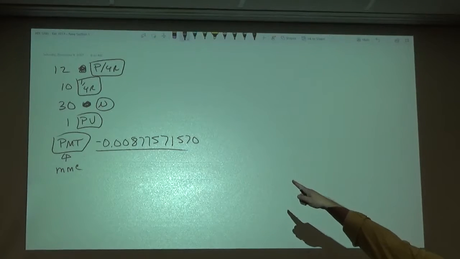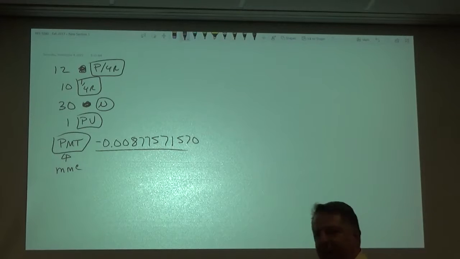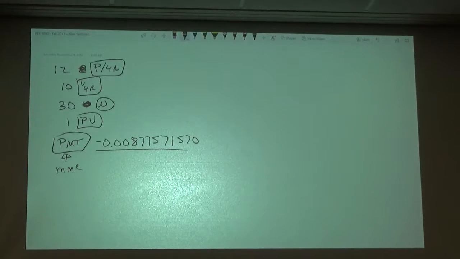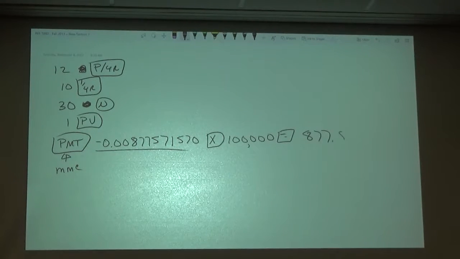What do you see there? In essence, I already know that if I multiply this number, which is our monthly mortgage constant, times a loan amount of $100,000, $877.57 and change is going to be my monthly payment. Does that make sense to everybody? Yes or no? Okay.